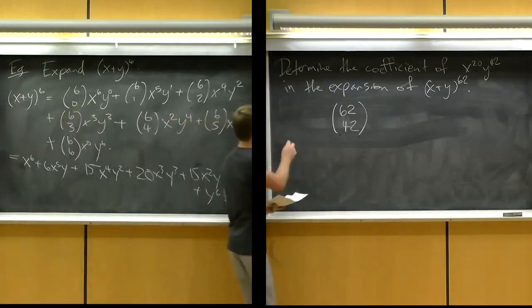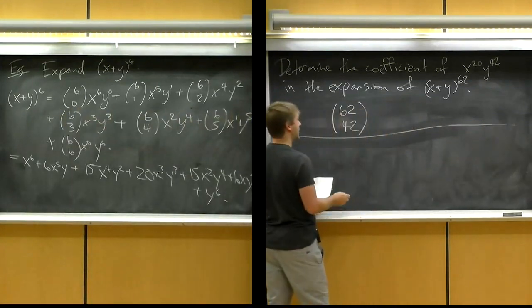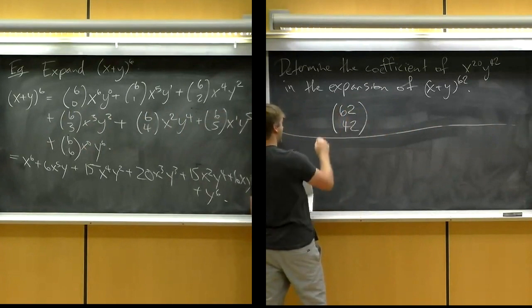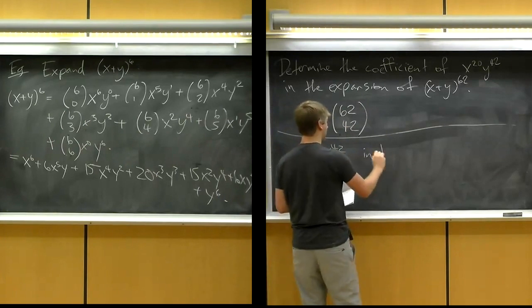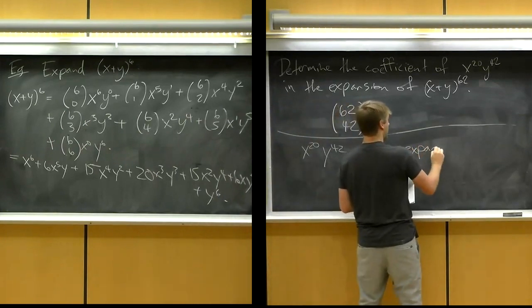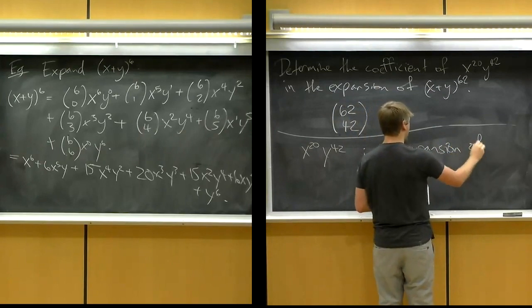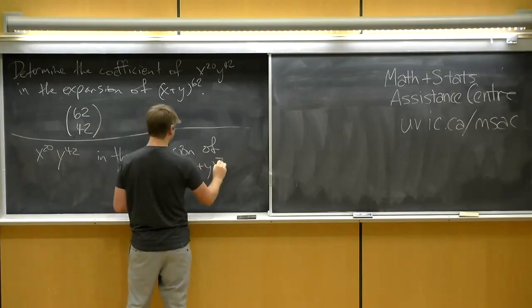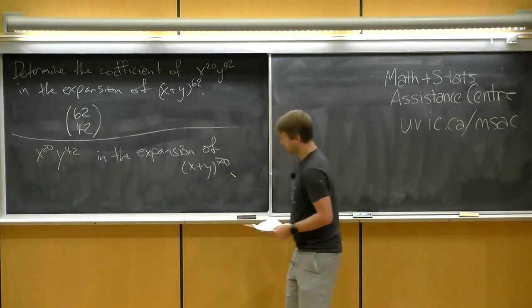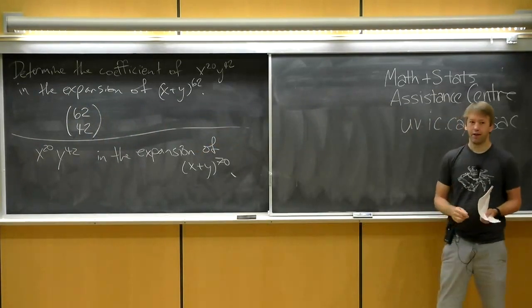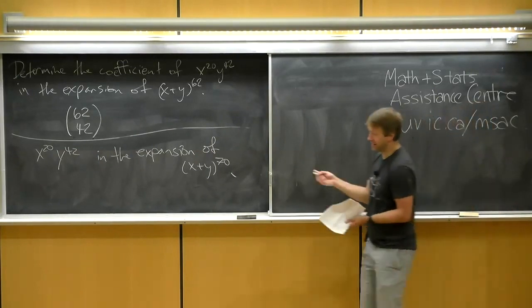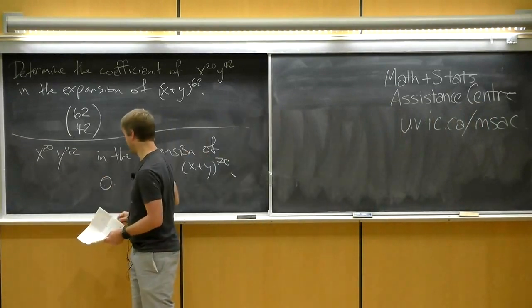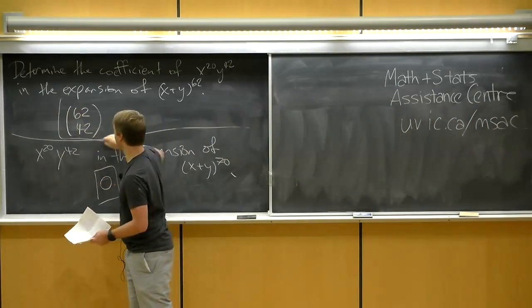A really sneaky trick question would be basically the same question, but asking for it in the expansion of x plus y to the 70. It doesn't really make sense. So then you would just have to say the coefficient is 0. That would be your answer here.